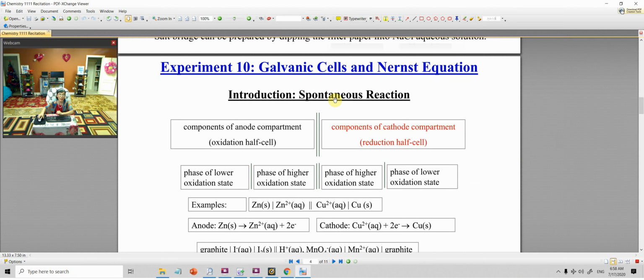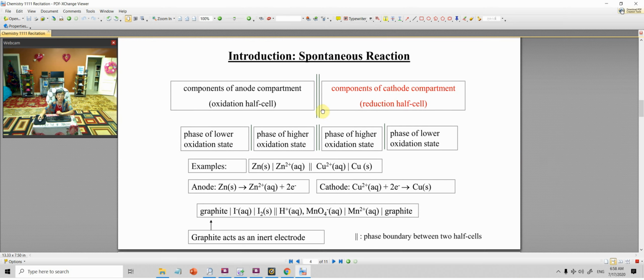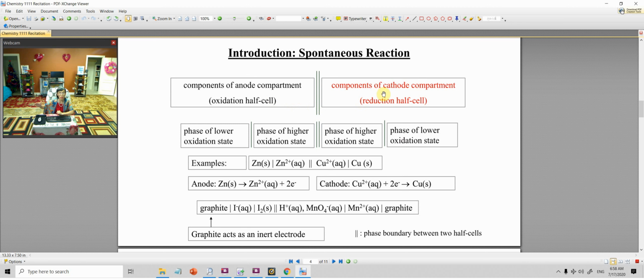So related to the galvanic cell notation, usually you are going to place cathode on the right hand side, anode on the left hand side. You use a double straight line to represent the phase boundary between two different half cells. In the same cell, you also have two different phases. One phase is called the higher oxidation state. Another phase is called the lower oxidation state. In this case, you use a single line to separate two different phases.